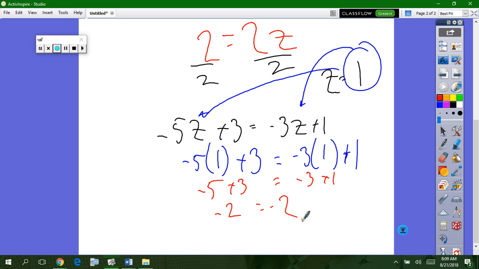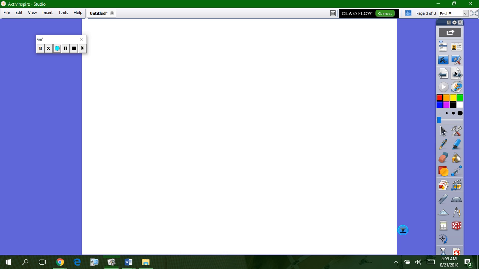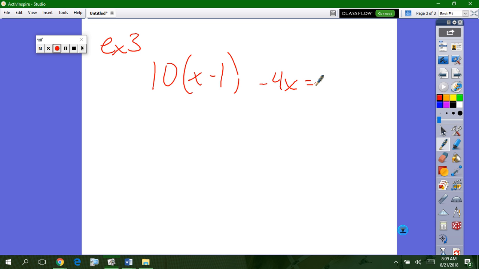Any questions? Okay, now let's see if you guys can remember this one. This is example 3 off of this. I'm going to push pause. I'm going to let you guys try this one on your own. You guys read that x plus 1? Okay, I'm going to push pause.